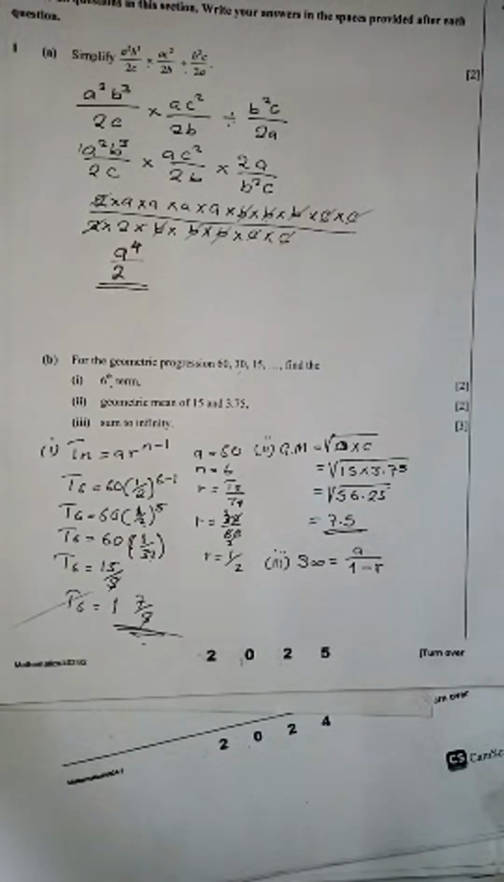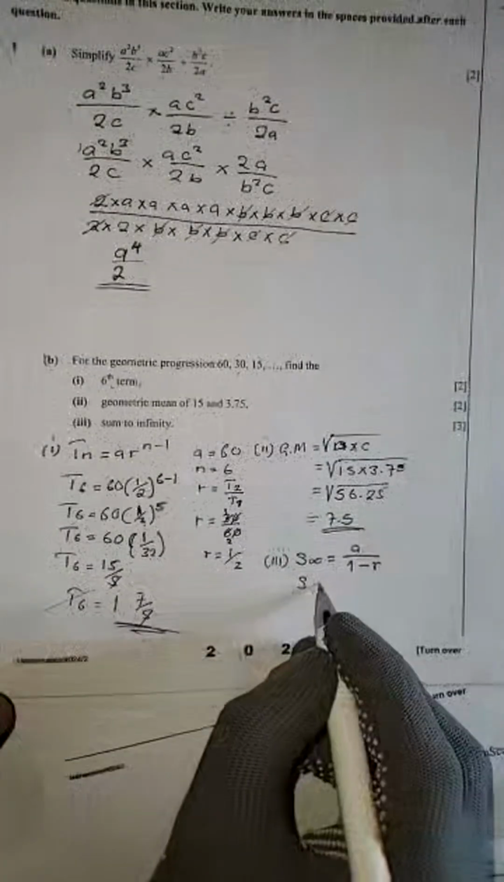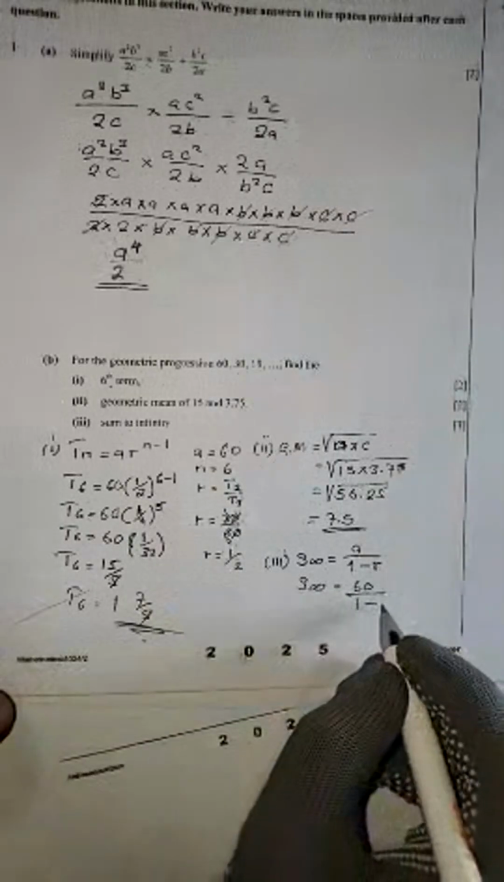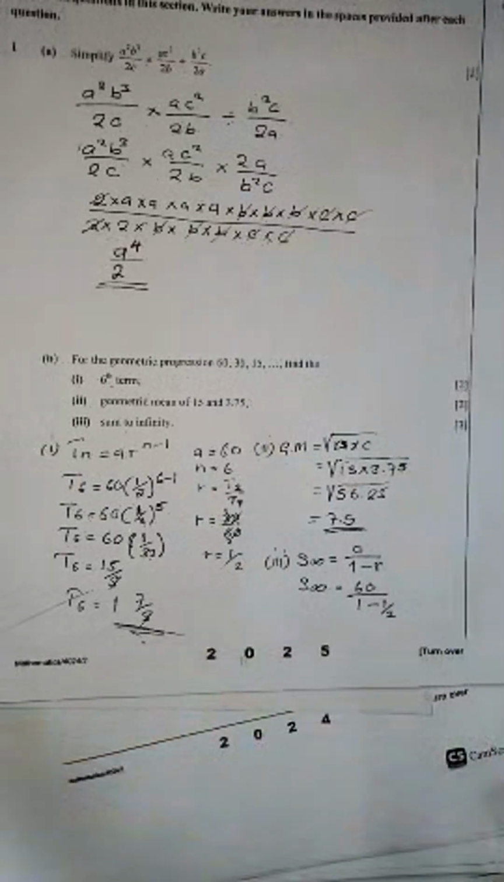Then what you do is substitute. So the sum to infinity equals the first term, which is 60, which is a, over 1 minus the common ratio, which is 1 over 2. Now 1 minus half is half. It's as simple as that. 1 minus 0.5, it is what? 0.5. Okay, you can confirm using your calculator.